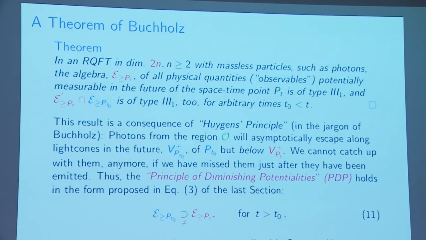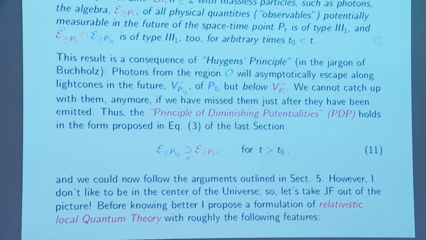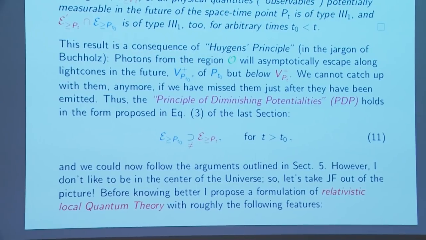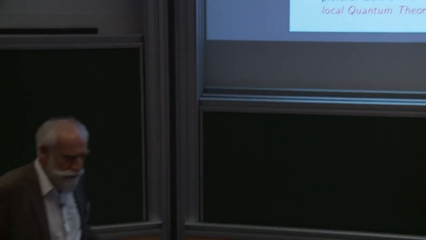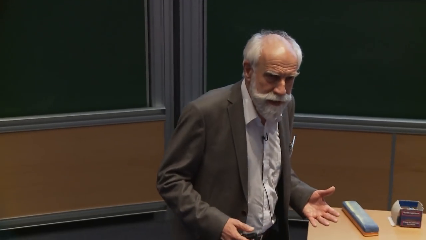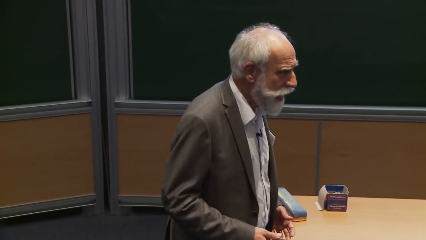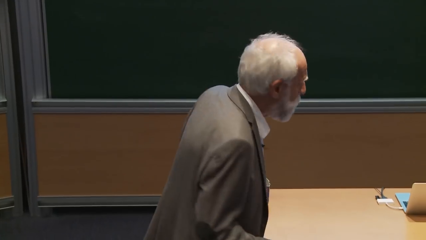Now, this is a result of what might be called Huygens' principle. This will not be true for relativistic theories in odd-dimensional spacetimes. So you see, probably the fact that our spacetime is even dimensional has a fairly fundamental significance. It is one of the ingredients that enables us to understand what events are.